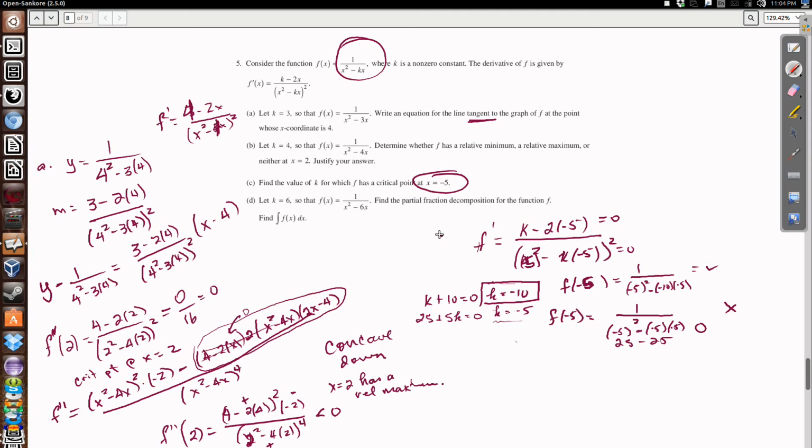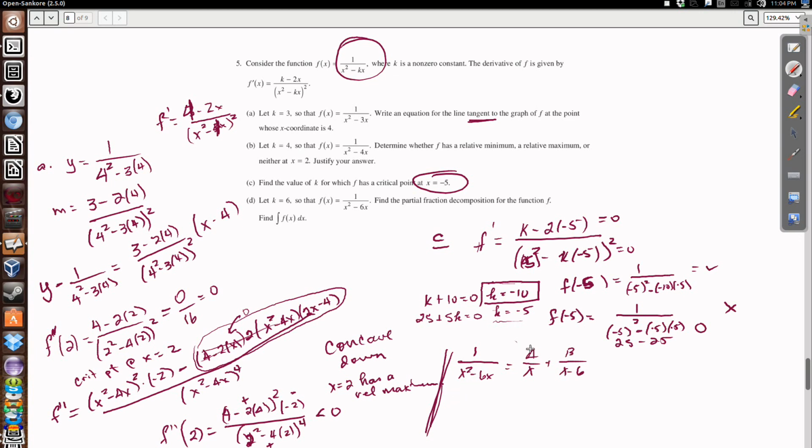So that's our work for part C, and then we get to part D. It says let k equal 6, so we get 1 over x squared minus 6x. Find the partial fraction decomposition for the function f, and then they want to find the antiderivative of f of x. So we're going to start with our partial fraction decomposition. So I know that 1 over x squared minus 6x has got to be equal to some constant over x plus some constant over x minus 6 because the denominator factors that way.